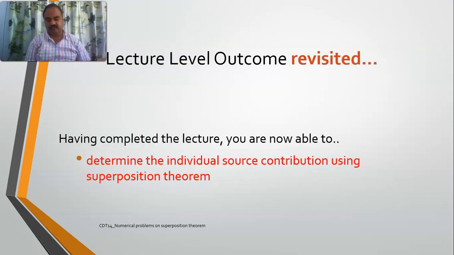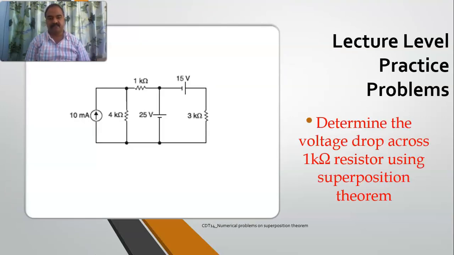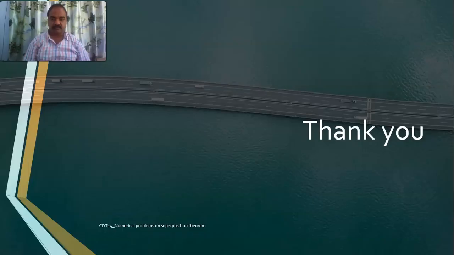I hope that now you are able to determine the individual source contributions using the superposition theorem. And this is your voltage drop determination across this 1 kilo ohm resistor using the superposition theorem. So practice them at home.